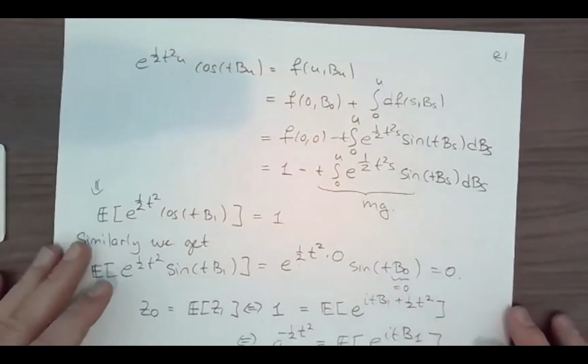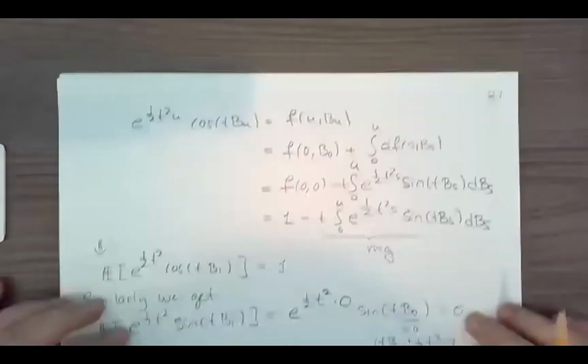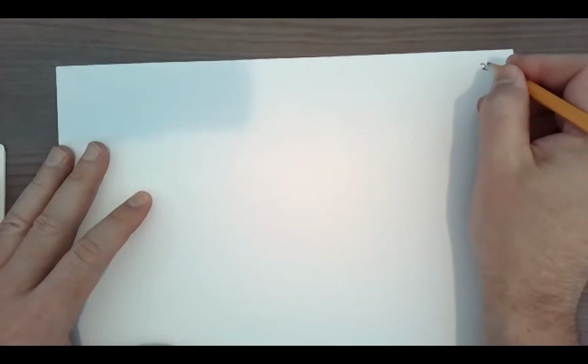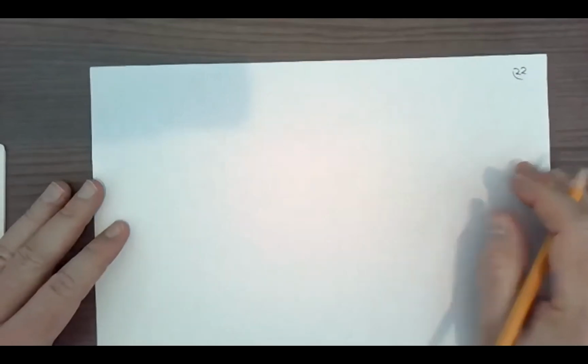Okay, then what we're going to move towards is an inversion formula. We're not going to have time to do that today. That'll be next time. But we're going to have this characteristic function.